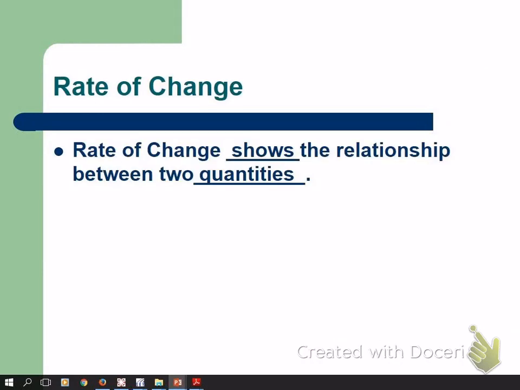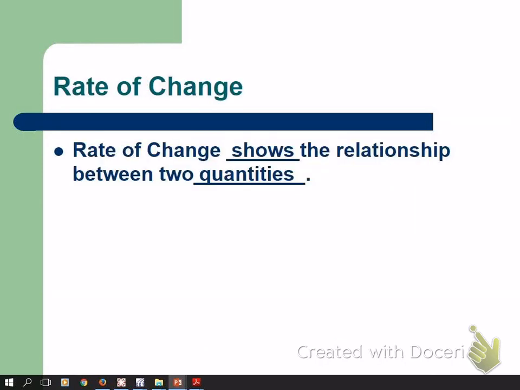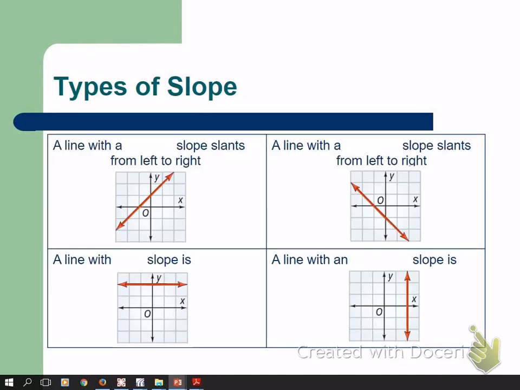Now, a rate of change, a little bit more about that. There's two axes, an x and y axis, so there are two variables, right? Those two variables can stand for different quantities. And so a rate of change shows us the relationship between those two quantities. Okay? It compares those two quantities.